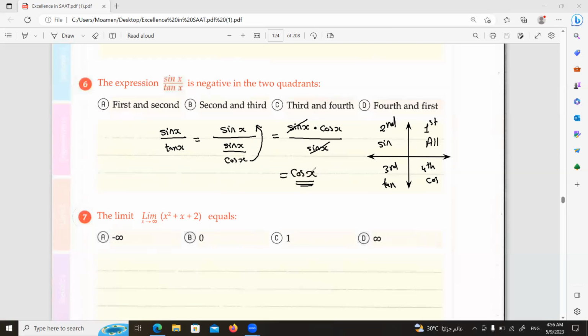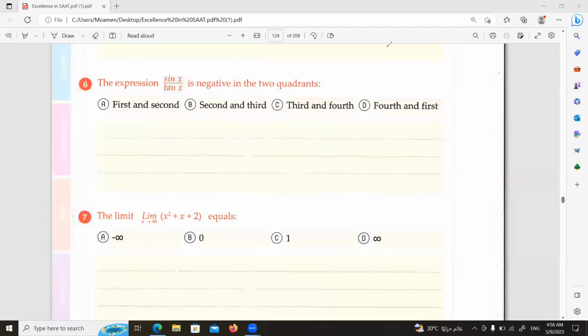So I need now to find where cosine is negative. Cosine is positive in the first quad and the fourth quad, so it's negative in the second and in the third. So our answer: second and third. If you have a problem like this, you will simplify the expression. After simplifying, you get one of the trig functions, and you're looking for the requirement of your problem.